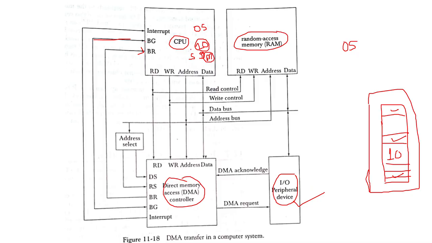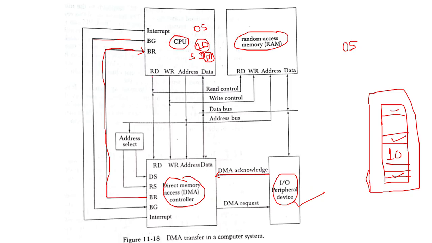Now the CPU gets the information, then the IO or peripheral devices request the DMA controller to perform that operation. It sends the DMA acknowledge signal. Then the direct memory access controller sends a bus request: Hello CPU, please empty the bus. I want these buses to transfer the data.